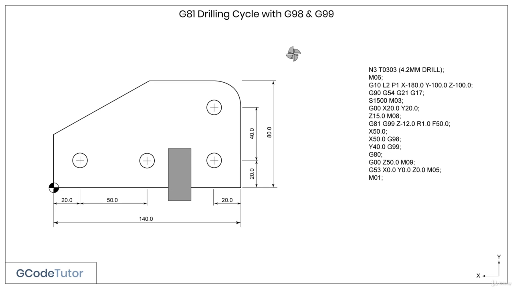So in this lesson, not only did we learn what the G81 drilling cycle is and how it works, but also the G98 and G99 commands to avoid clamps or other obstacles in the machine while we're using the drilling cycle.